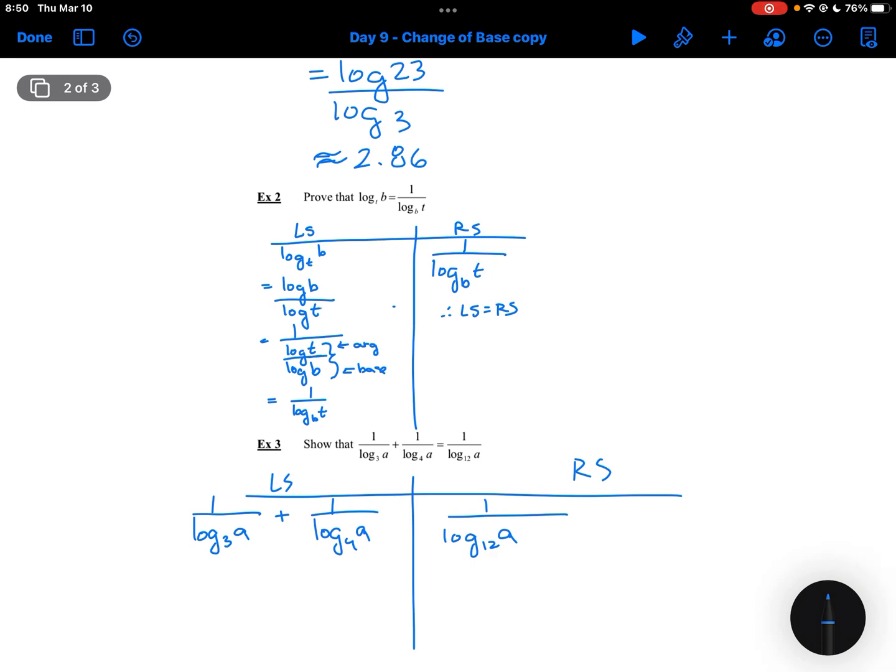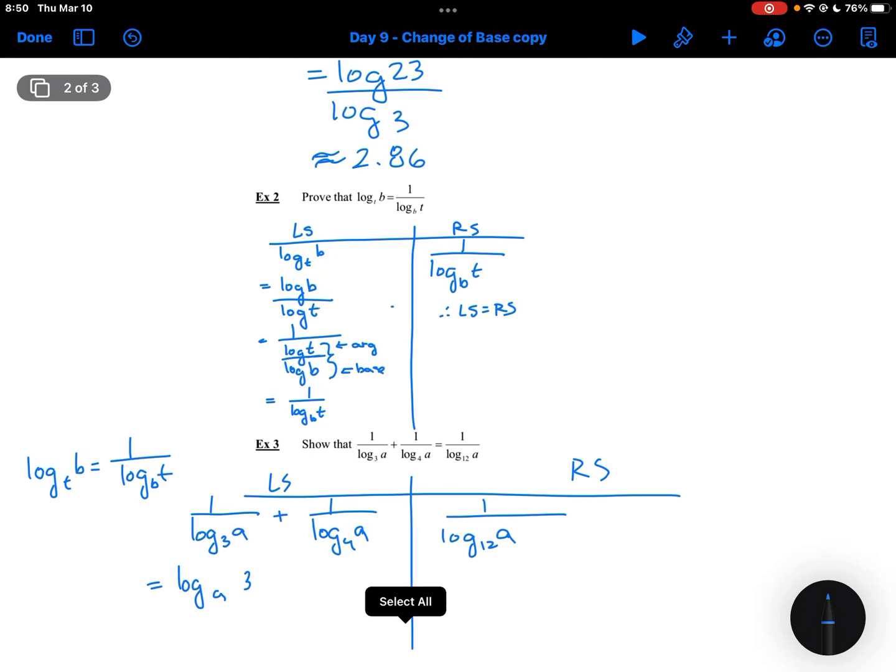Now, I can actually use the property that I proved above, so this one: log base t of b is 1 over log base b of t. So I can rewrite my left side. In my fraction, the base of my logarithm is going to become the argument, and the argument of my logarithm is going to become my base.